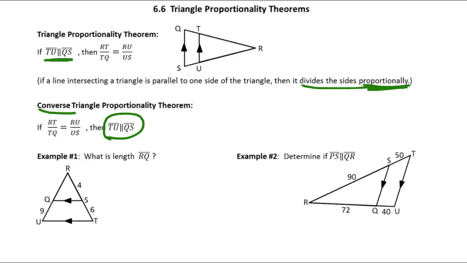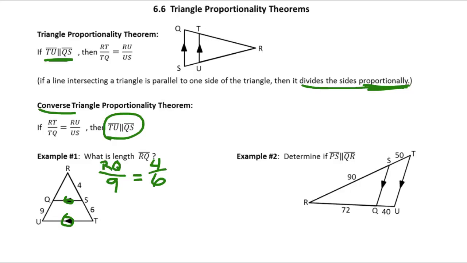So for example 1, what is the length of RQ? We want to look at the parallel lines in this one triangle. So I know my sides are divided proportionally, which would mean that RQ, which we don't know, over QU, which is 9, is going to be in the same proportion as RS, which is 4, over ST, which is 6.